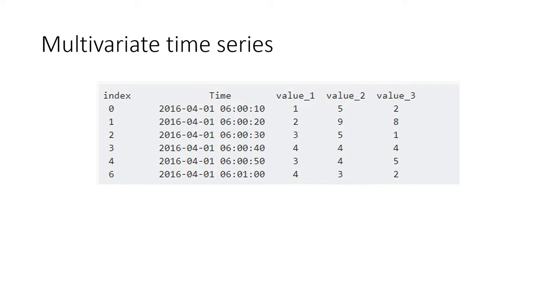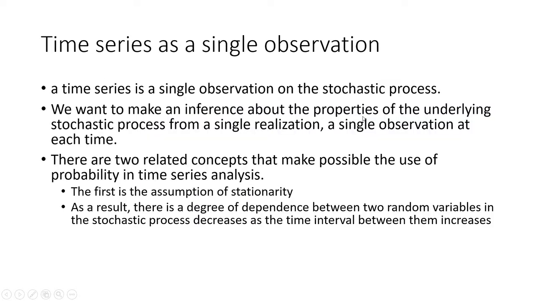On the other hand, the multivariate time series analysis is also the same, except that the dependent observations, or the observations of interest measured, are more than one. So for this example, you have time, and value 1 is one of the outcomes of interest. Value 2 is another outcome of interest, and value 3 is another outcome of interest.